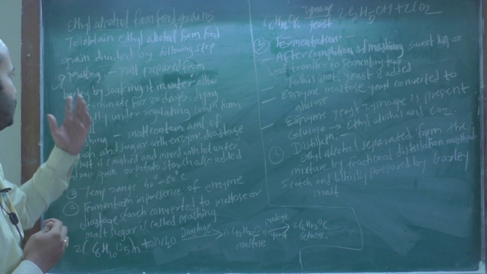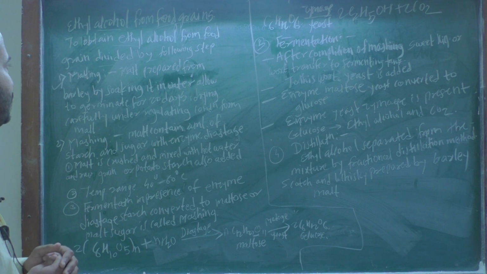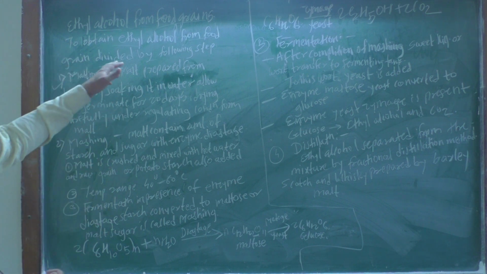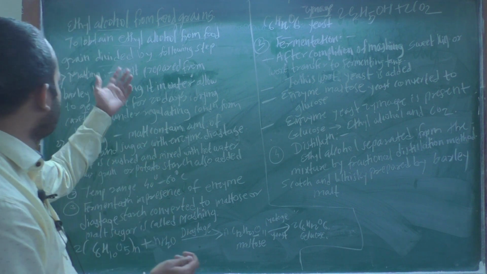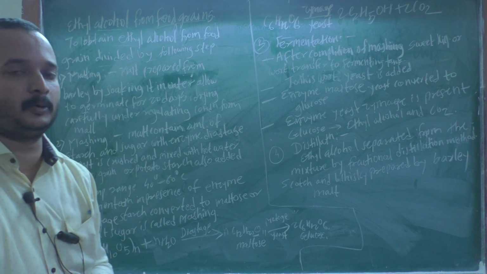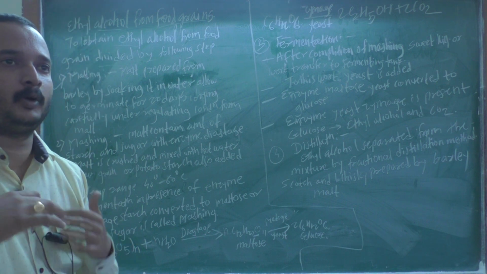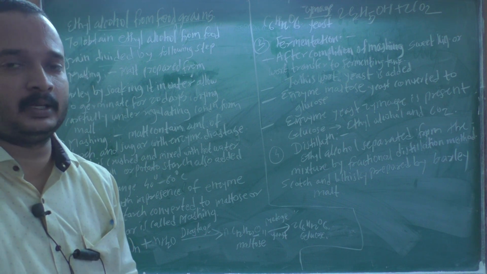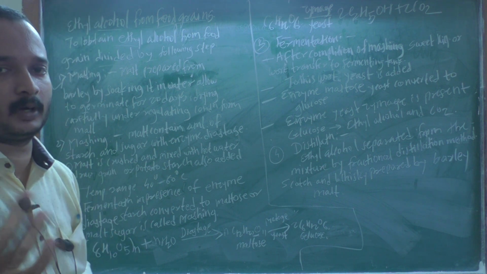Look at this point: to obtain ethyl alcohol from food grain, the process is divided into the following steps. First is malting, and you have to know about malting.